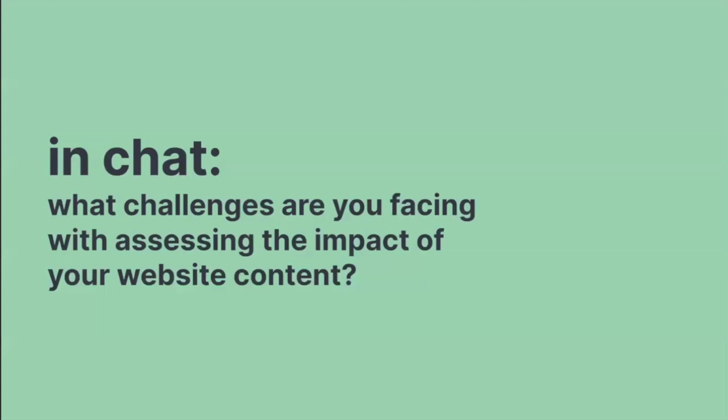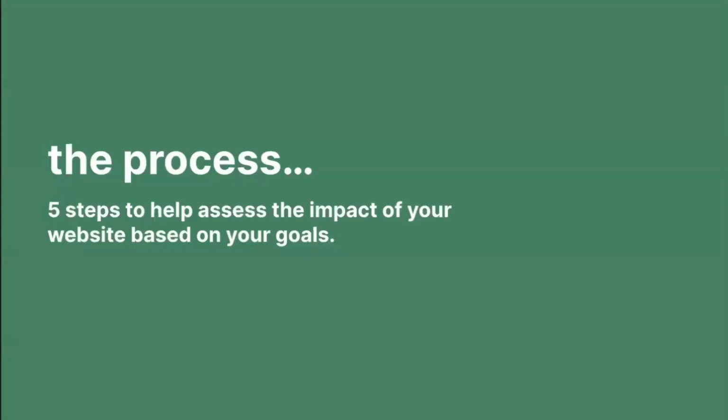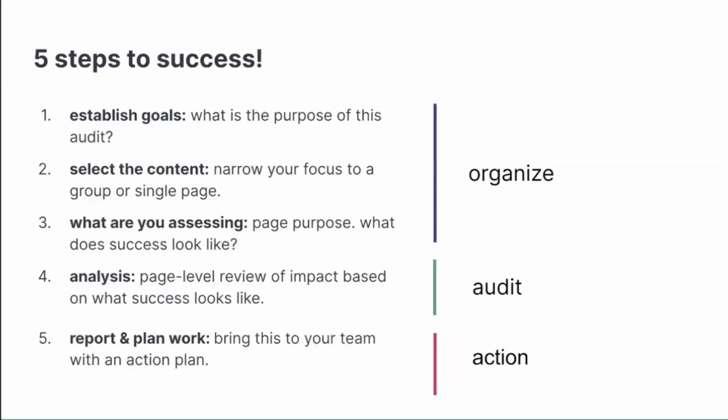So let's just jump right in and talk about the overarching process. This is a 5-step assessment framework that we use. And basically we break this into 3 different sections. Organize, so that's where we're going to start. It's always nice to get things organized before we actually run our audit. The second section is our audit. And then finally, how do we make all of this work actionable? How do we report it out to folks?